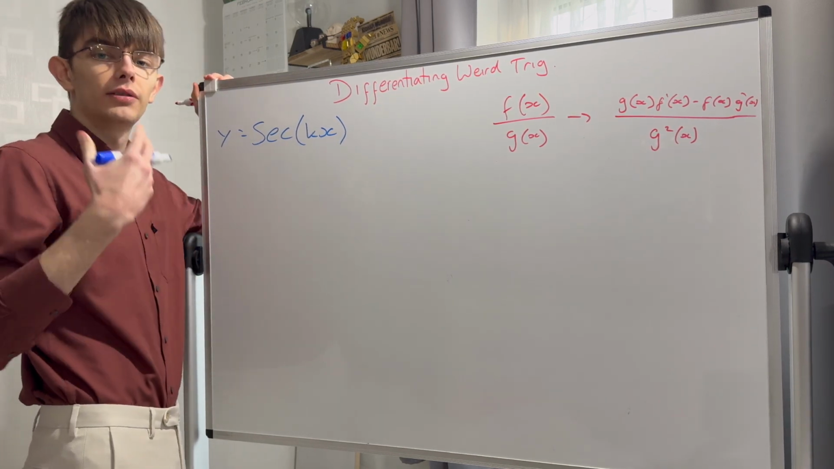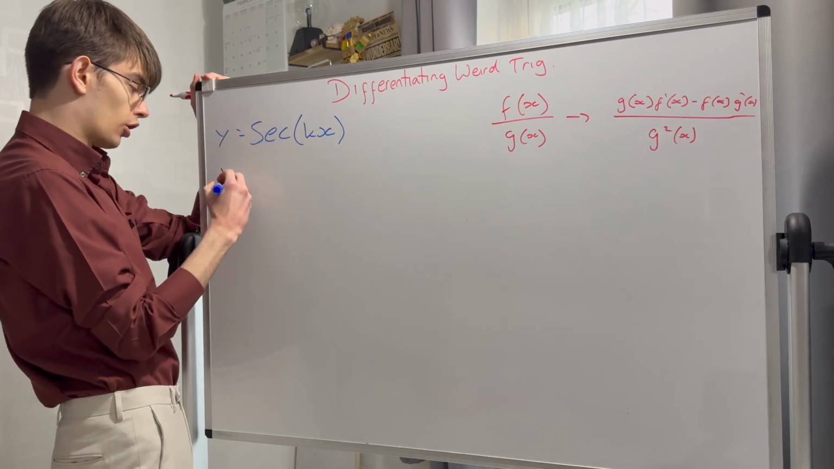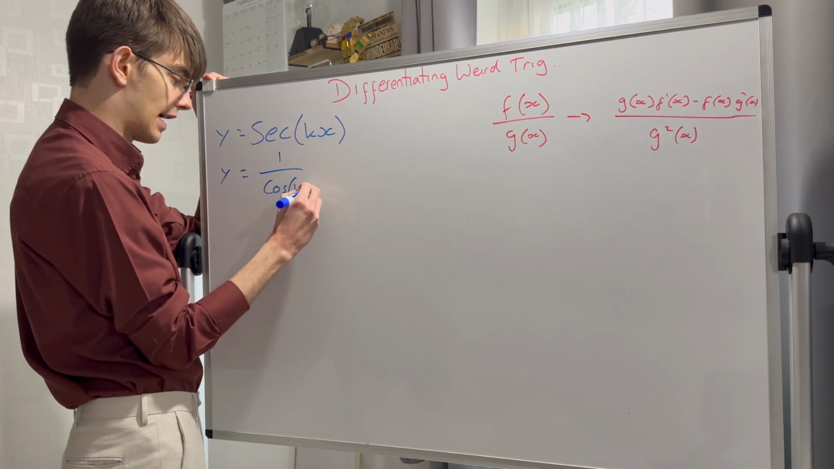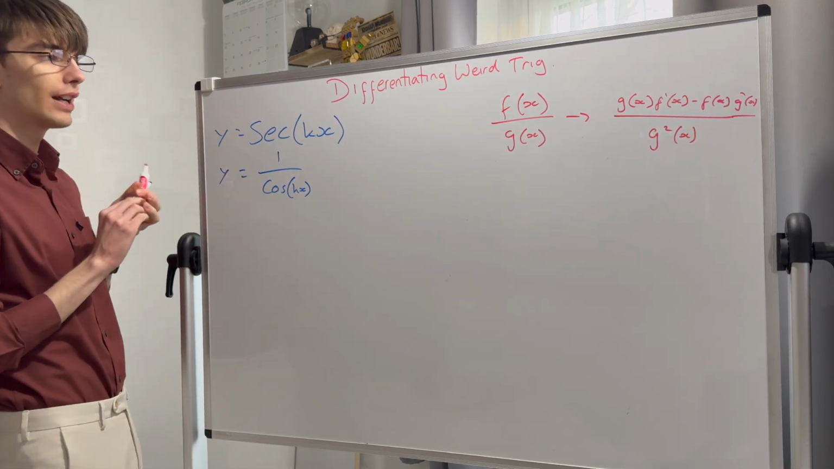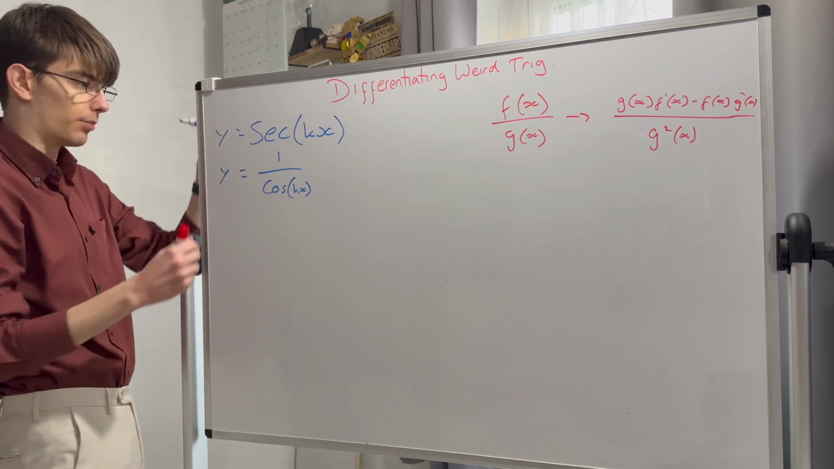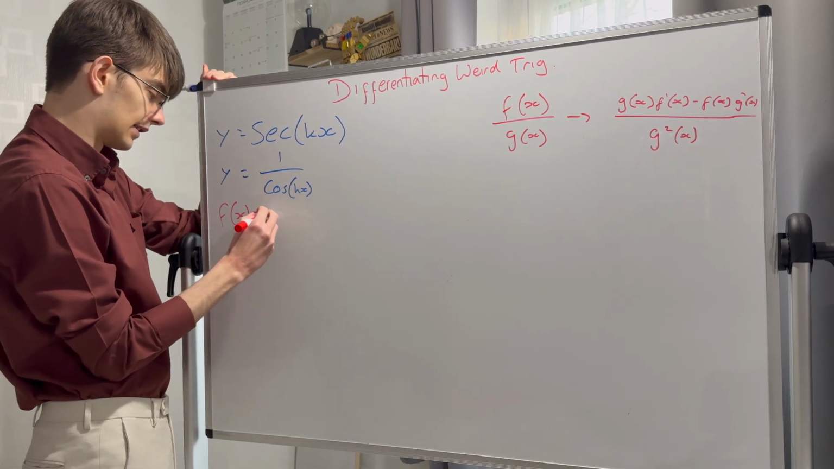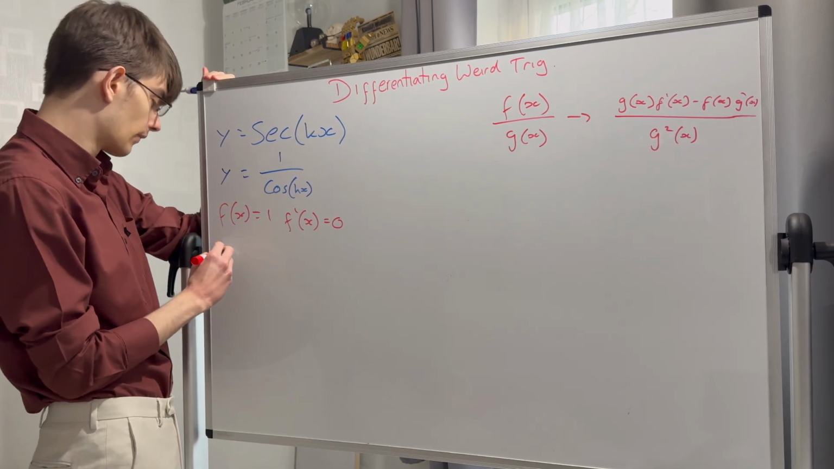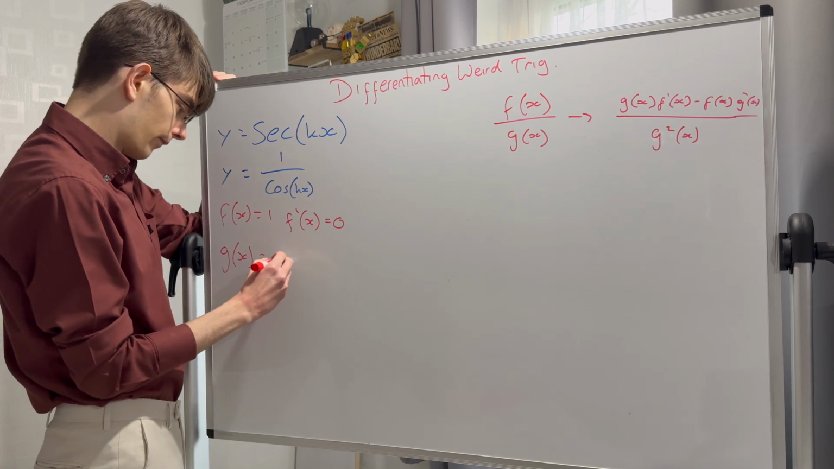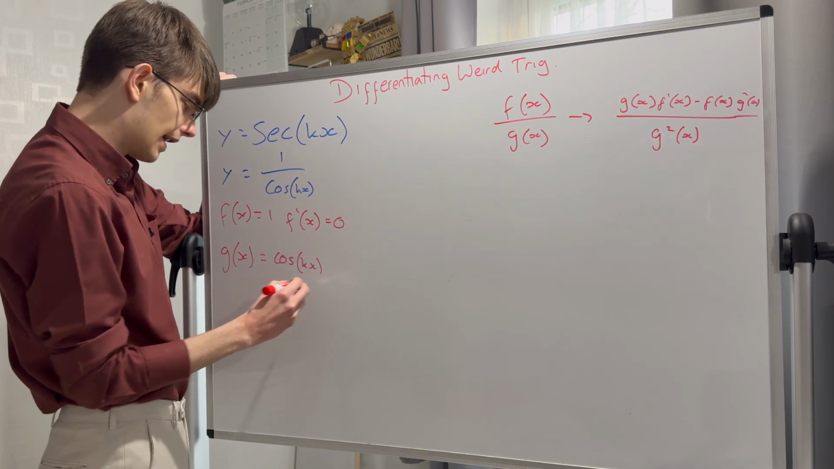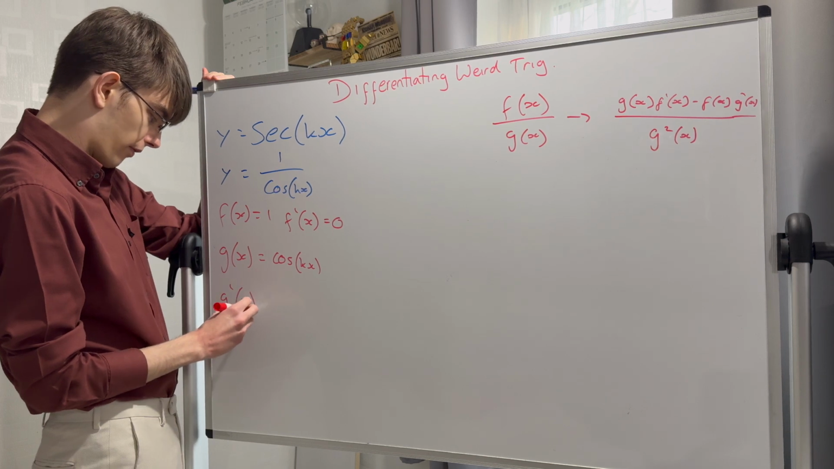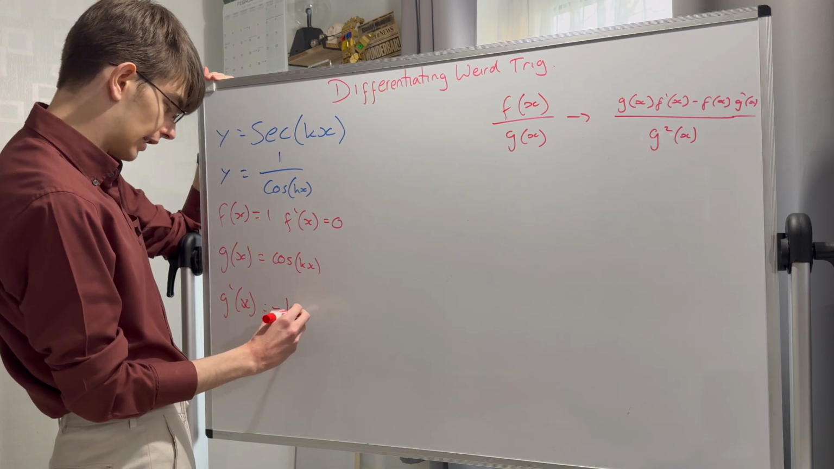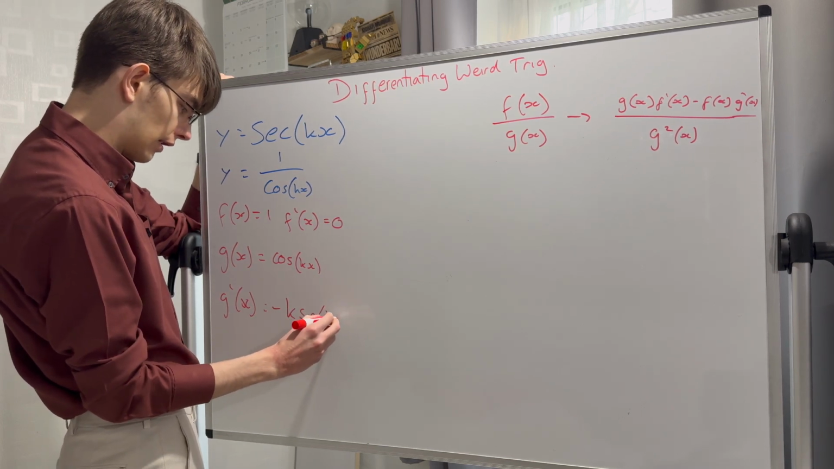Be a bit faster this time because it is the exact same process. Sec, third letter is c, so it is 1 over cos kx. Once again, I've got a fraction, so quotient rule again, I've left it up over there. My f of x is 1 and my f prime of x is 0. Once again, that's going to be the same. And my g of x is cos kx and my g prime of x, well, cos differentiates into negative sine, so it'll be minus k sine kx.